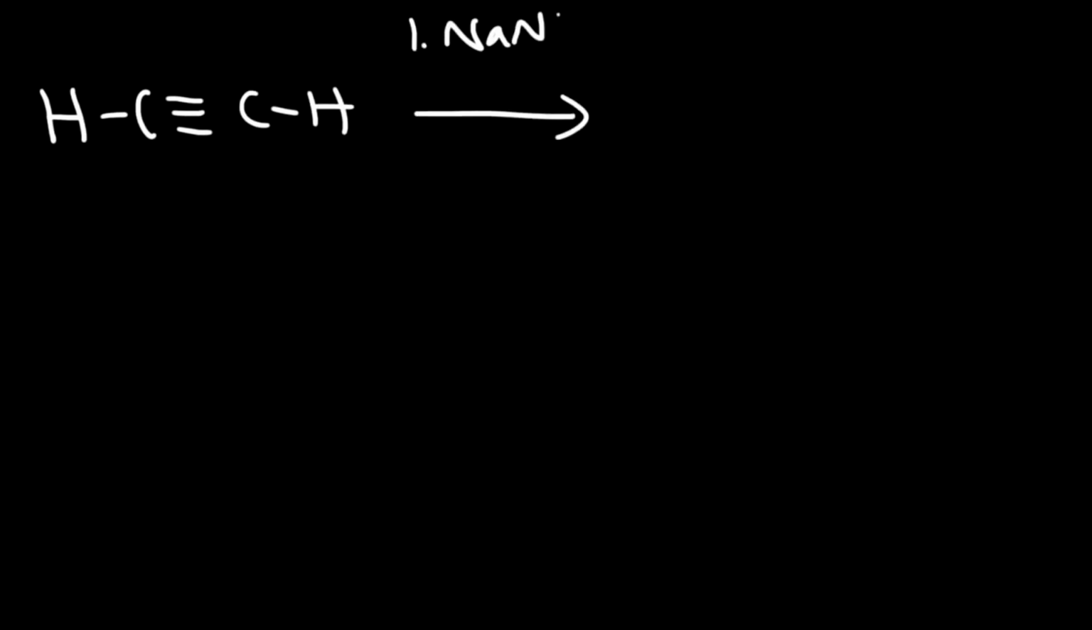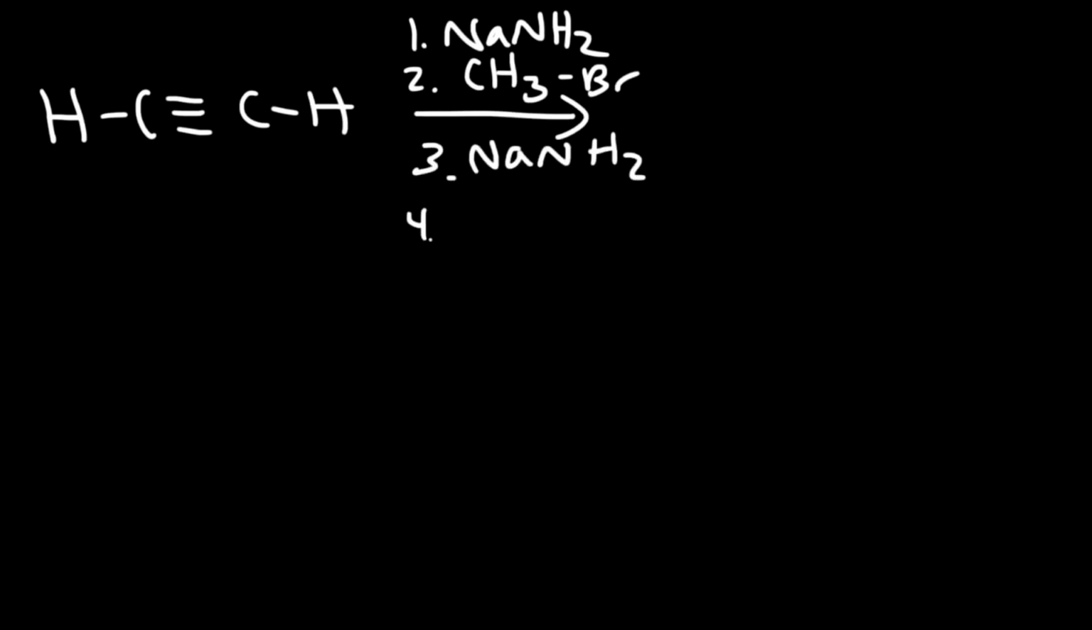Now let's move on to our next example. So let's start with acetylene. And in the first step, we're going to react it with sodium amide. And then in the second step, we're going to react it with methyl bromide. And then in the third step, sodium amide. And then in the fourth step, we're going to react it with propyl bromide. So go ahead and predict the major product of this reaction. And let's show the mechanism for it.